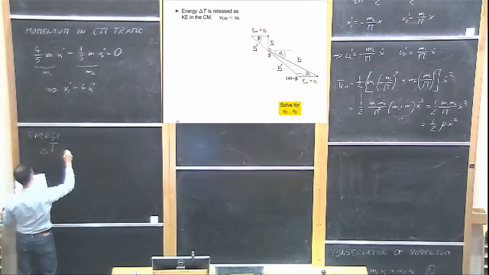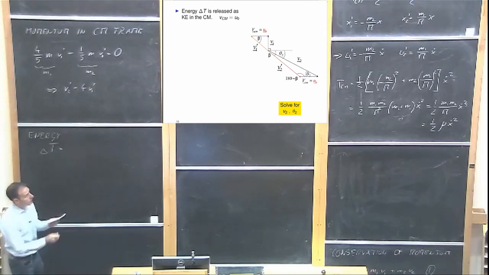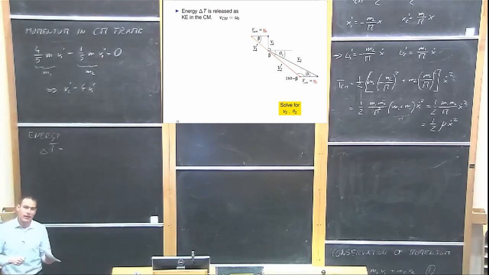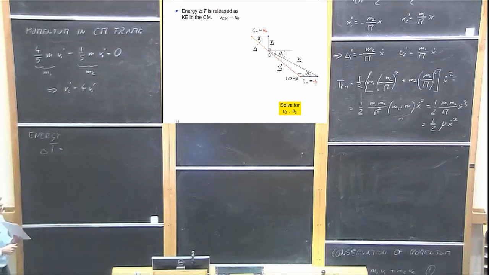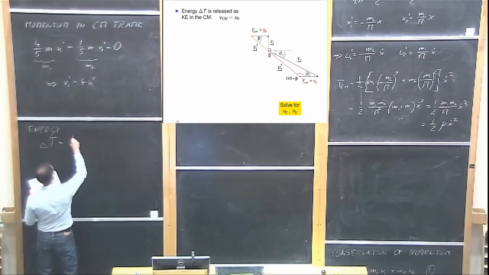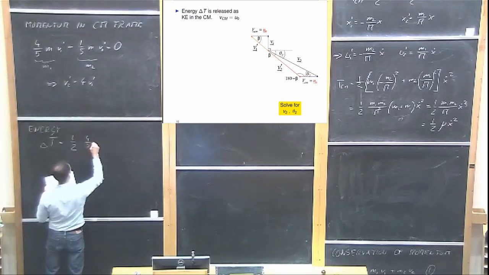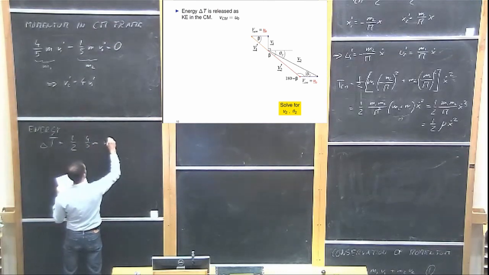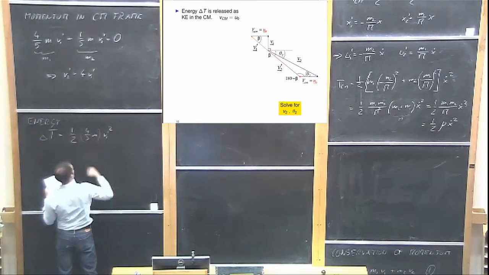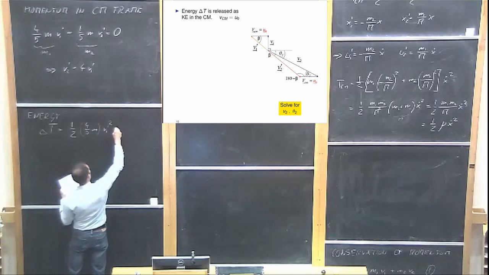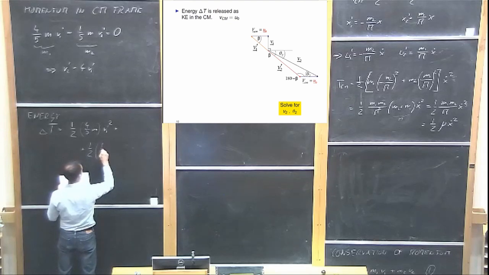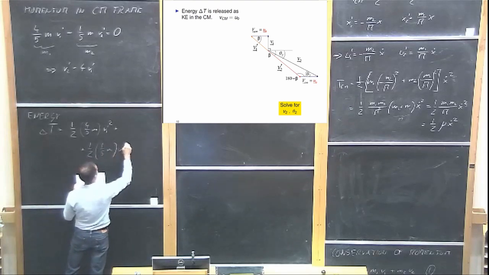Delta T equals, before we have nothing and everything is being converted, so it's basically the opposite of an inelastic collision. So all of the energy is being converted: 1/2 times 4/5 m v1 prime squared, that's the sulfur, plus 1/2 times 1/5 m v2 prime squared.